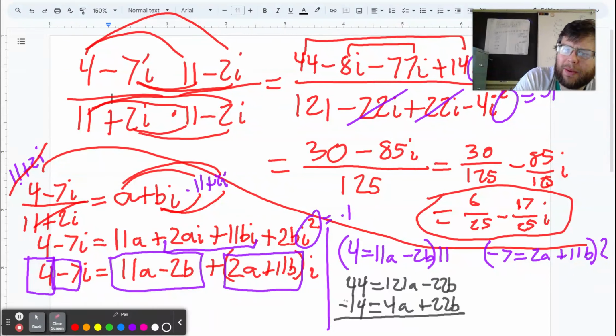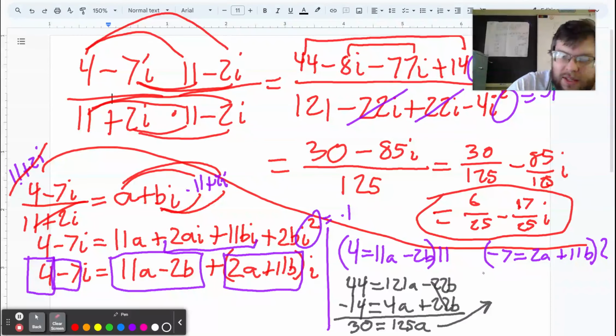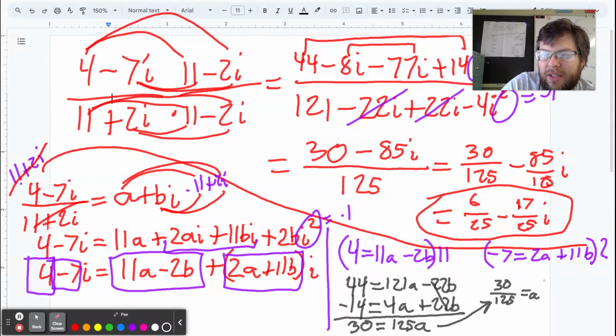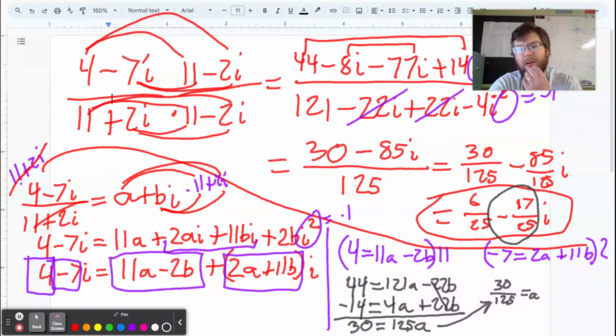It's kind of like when we did common denominators. We took one denominator and multiplied over here. I'm doing the same thing, but for elimination. 44 plus -14, 121 plus 4, and the b's cancel out. And guess what we get? The exact same answer as before. 30 over 125 is equal to a. Then you can just substitute that back in and solve for b using either one of the equations that you want to. And you'll end up with the exact same value of -17 over 25.